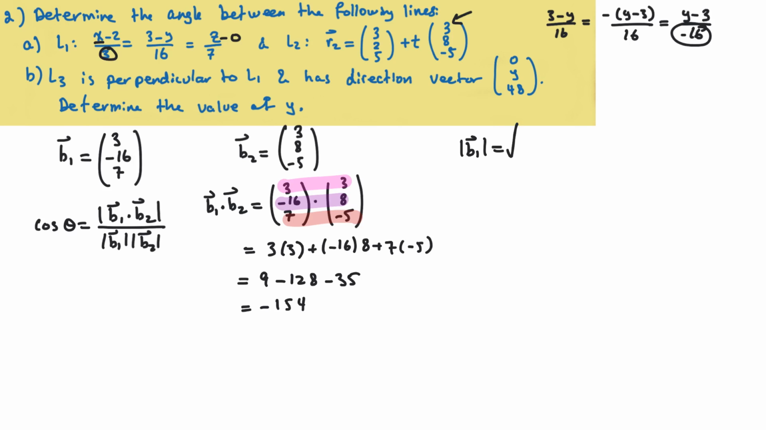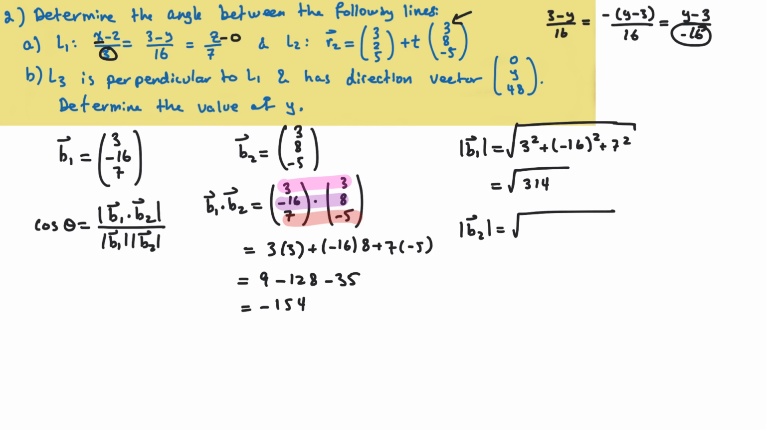We also need the magnitude of B1 and the magnitude of B2. The magnitude of B1 is the x component squared, which is 3 squared, plus the y component squared, plus the z component squared, and this ends up being the square root of 314. We do the same thing with the magnitude of B2: its x component squared plus the y component squared plus the z component squared, and this ends up being root 98.